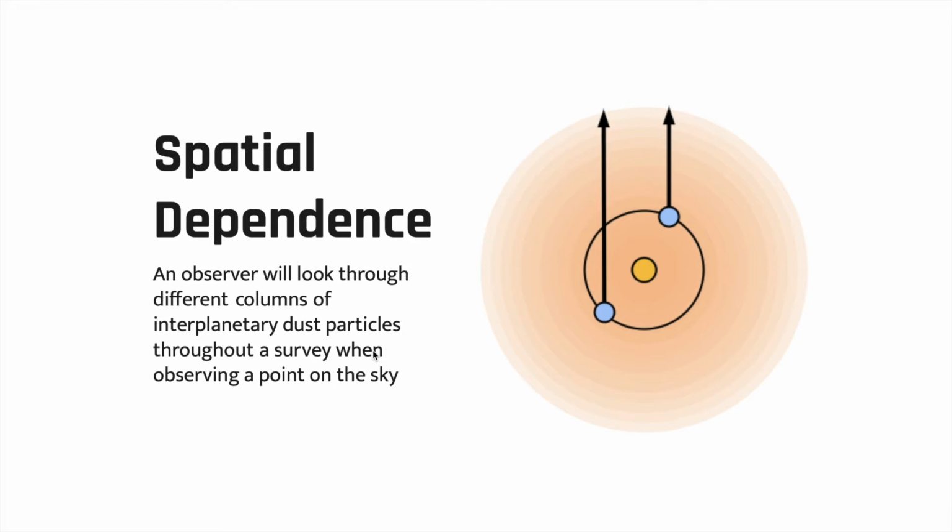Unfortunately, this assumption breaks down for zodiacal emission due to its close proximity to us, the observers. This figure illustrates two observations made from Earth at two different times throughout Earth's orbit. We can see that two parallel lines of sight observing a source infinitely far away will look through different columns of interplanetary dust at the two times.